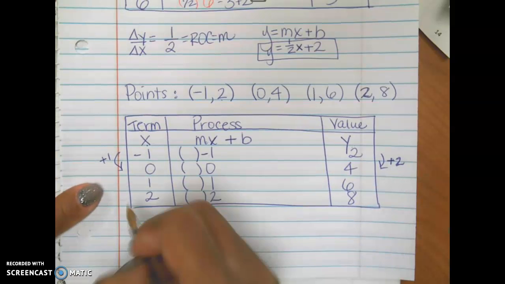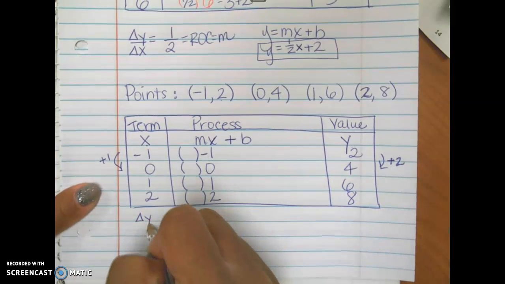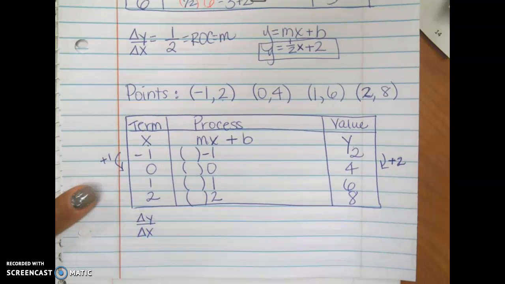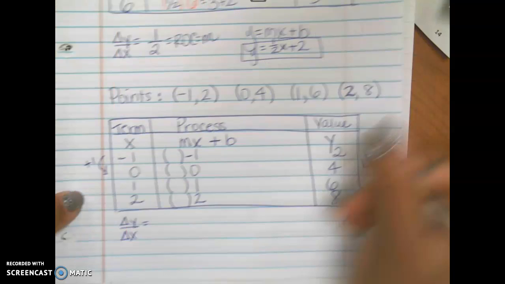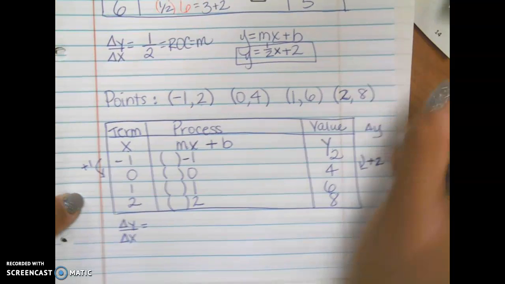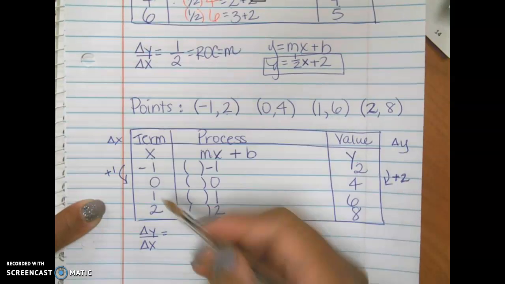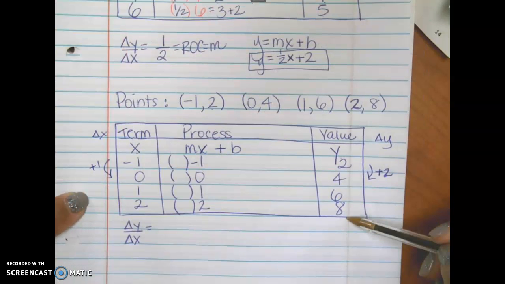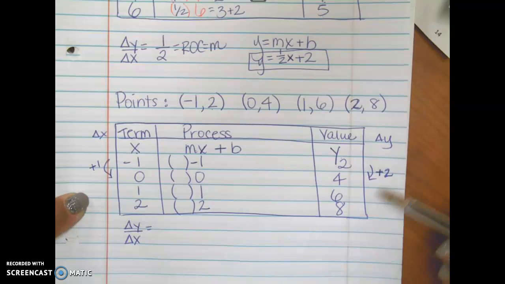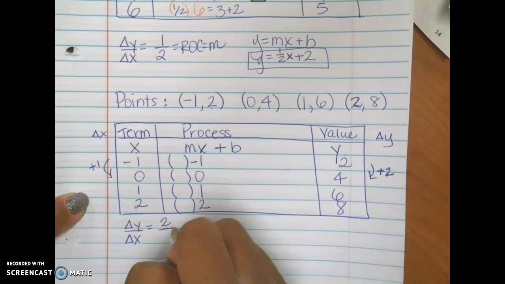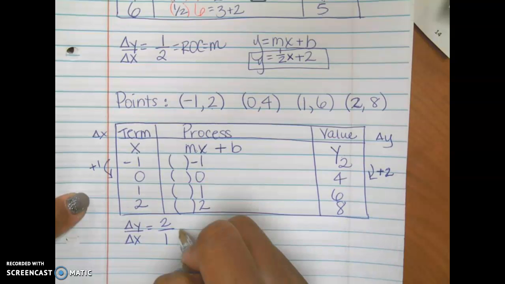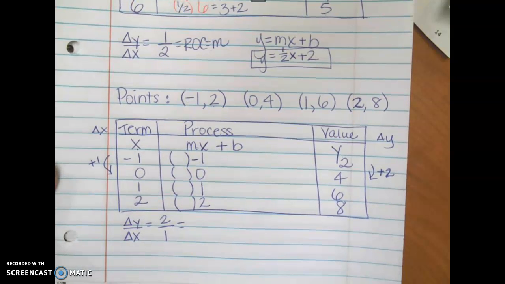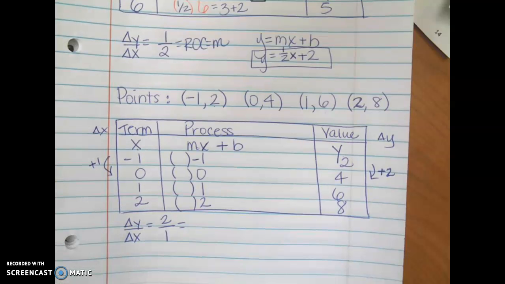Okay. Rate of change. How is my Y changing? The Y is +2. Guys, delta Y is over here. Delta X is over here, because this is the X column and this is the Y column. So my 2 goes over the 1. Can I simplify or divide? No. It's just going to be 2.